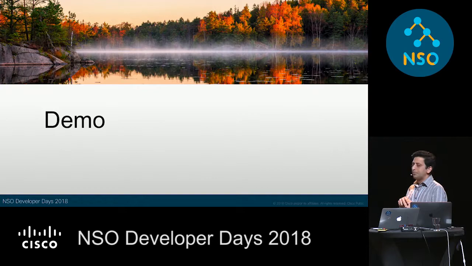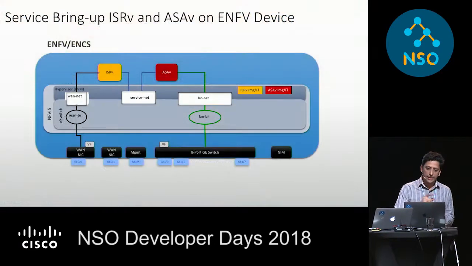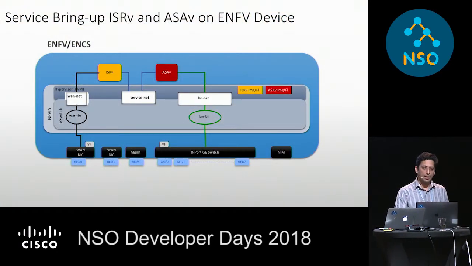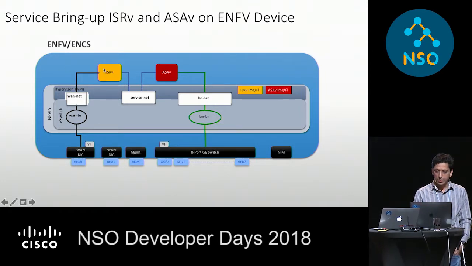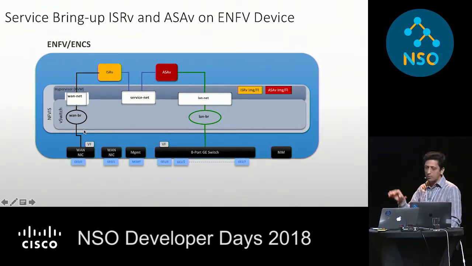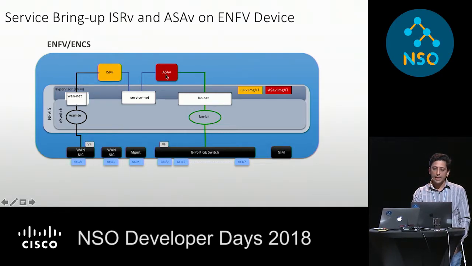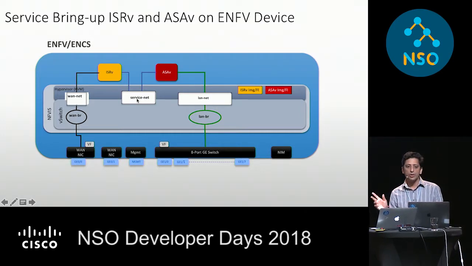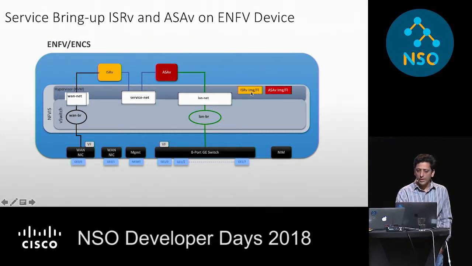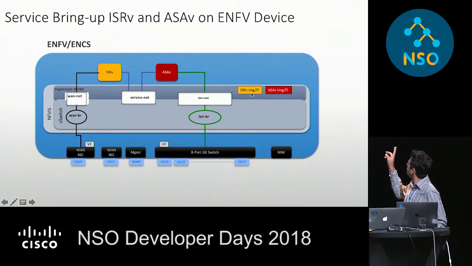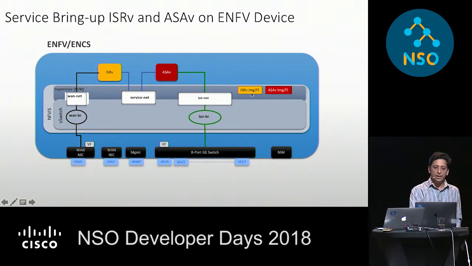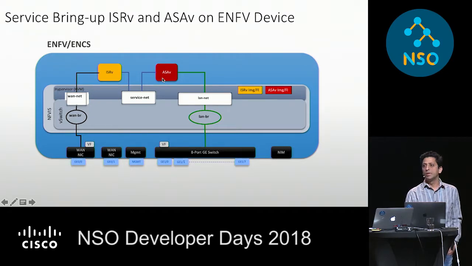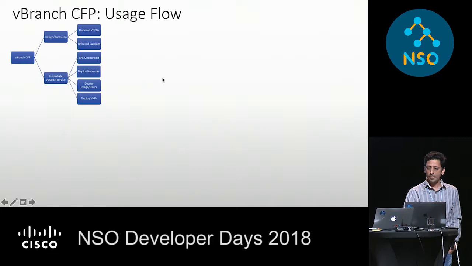Getting to the demo. So here is what I intend to share today. Again, what is being shown here is an ENFV device, specifically an ENCS picture. And here we'll be bringing up ISRv and ASA. We'll be chaining them with this virtual network that we'll be creating on the fly. And along with that, we'll be registering the image and flavor required to boot ISRv and ASAv.